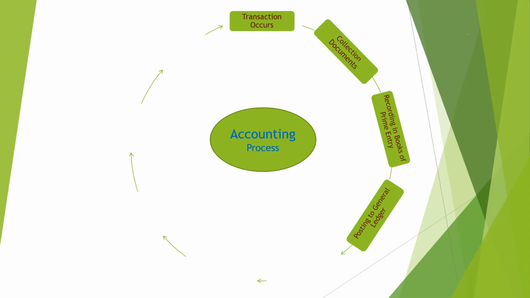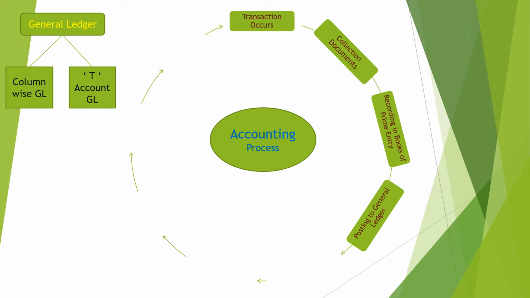Each account's balance is known in the ledger, which helps to make financial statements at a later stage. There is a list of accounts in the general ledger. The act of transferring an entry from books of prime entry to the general ledger is called posting. The general ledger is of two types: there is a column-wise general ledger, and the other one is the T account general ledger.